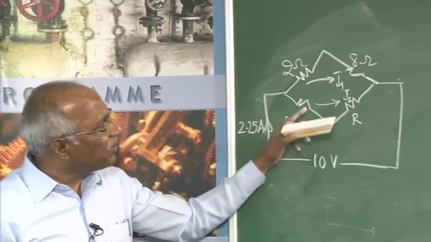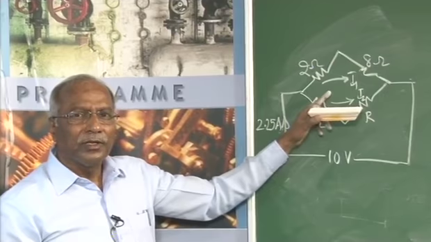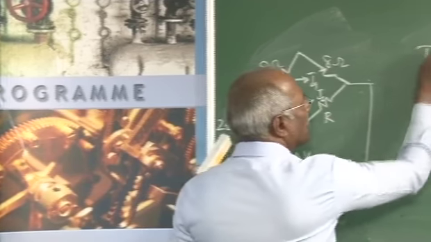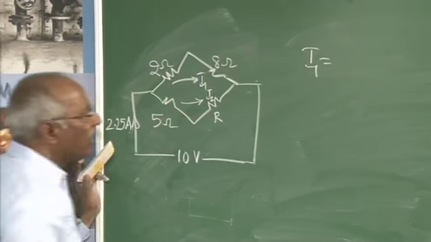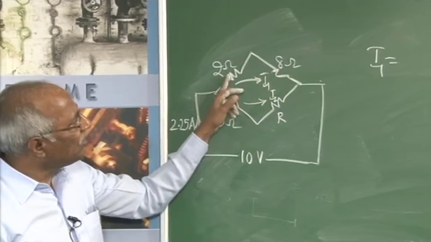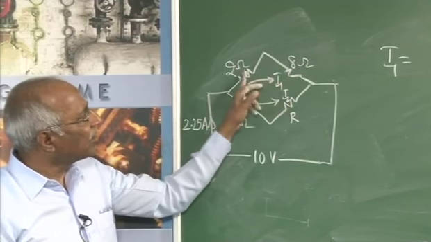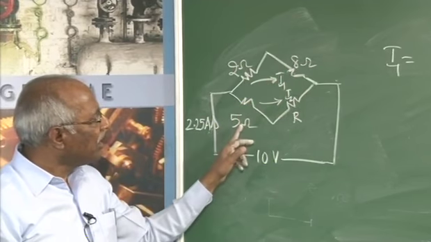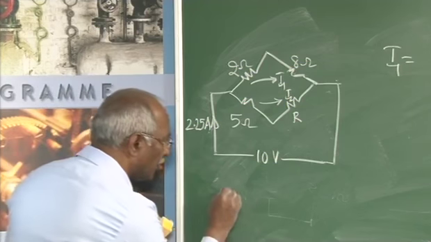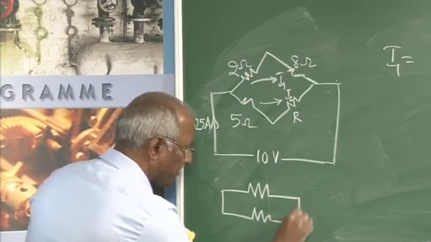So, it is always preferable to start with the value that is required to be determined. The value that is required to be determined is nothing but I1. As you can observe, since the current flowing through 2 ohm is also flowing through 8 ohm, these two are in series. Similarly, 5 ohm is in series with R. In that respect, the circuit can be simplified like this.